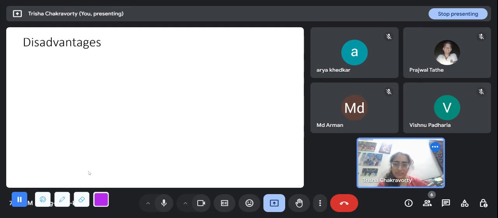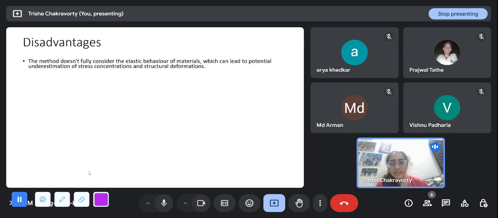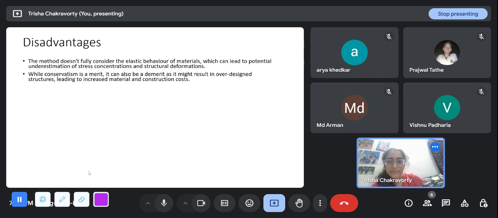And the disadvantages are, the method doesn't fully consider the elastic behavior of materials. What this means is basically the working stress method assumes that the yield stress of a material is its ultimate strength. So if you consider the yield strength as the ultimate strength, it is not actually the ultimate strength. Even after yielding, it can take some load, right? So it underestimates the strength, right? And then it makes the structure uneconomical in the long run.